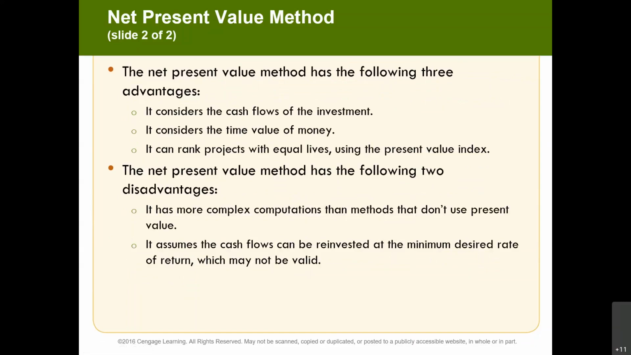So the net present value method, of course, as you would expect, has some advantages and disadvantages. Advantages would be that it considers the cash flows of an investment. It considers the time value of money, which, as you know, is related to interest. And we can rank projects with equal lives using the present value index. Now, of course, there are some disadvantages with using that present value as well. These include that it's a little bit more complex to compute than the other methods that we talked about. That's for sure.